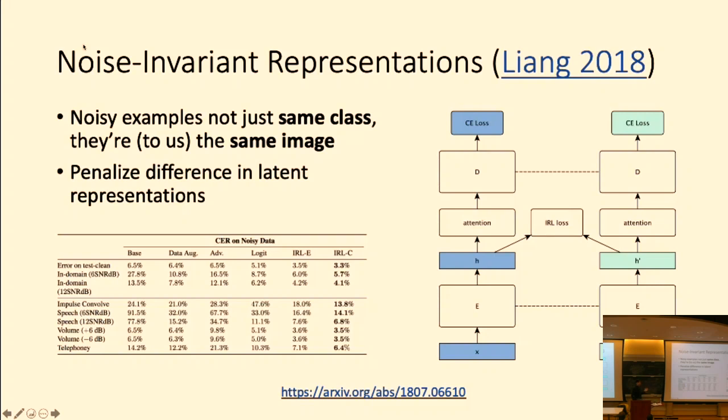Similar things have been done in computer vision, for example, where people say you should do something like match the logits and not only match the label when you do adversarial training.